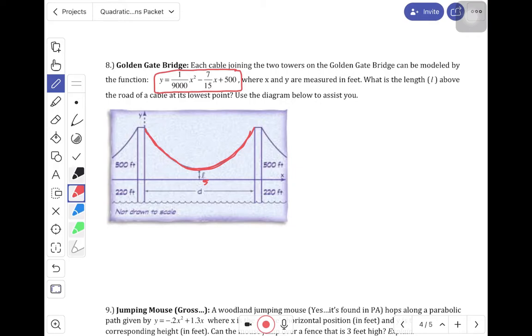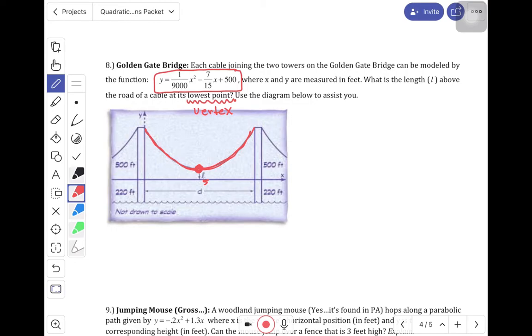Ooh, do you see that? Lowest point, aka, friends, the vertex. Okay, so a little deviation from our revenue problems. This time around, we're finding the lowest point on the graph. We're going to find that vertex right there. And we can use the diagram below to assist us.